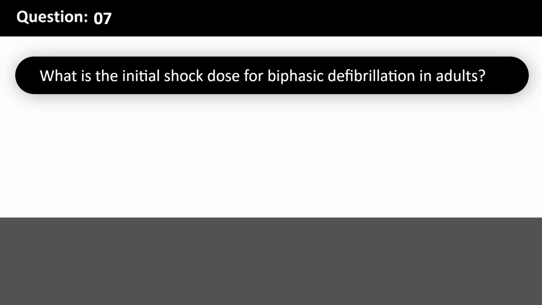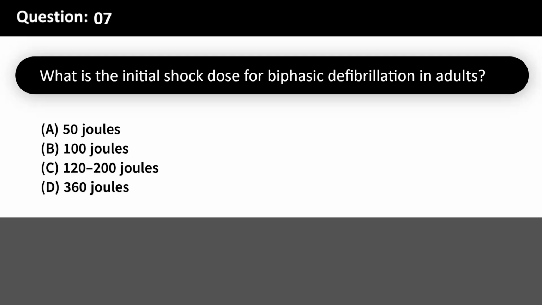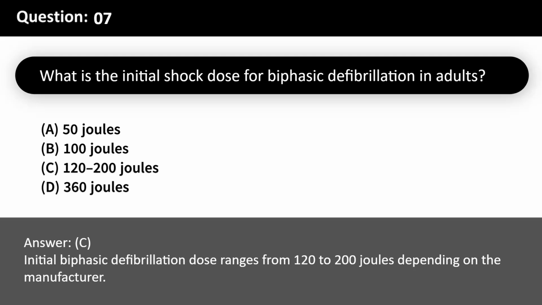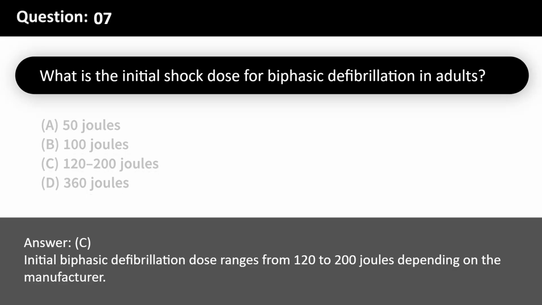What is the initial shock dose for biphasic defibrillation in adults? A. 50 joules. B. 100 joules. C. 120 to 200 joules. D. 360 joules. Answer: C. Initial biphasic defibrillation dose ranges from 120 to 200 joules depending on the manufacturer.